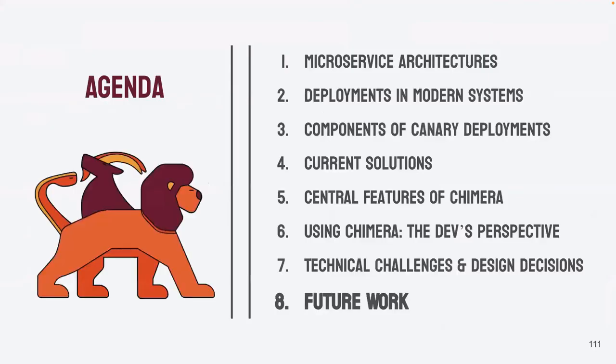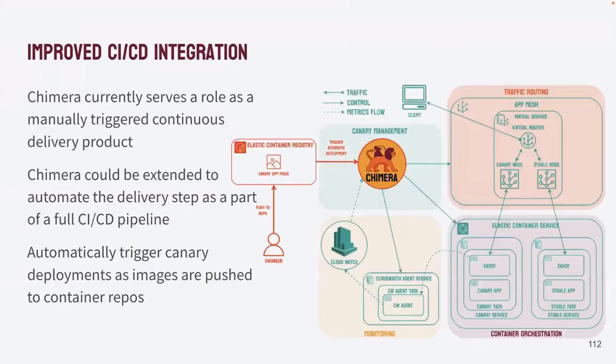So now that we've talked about some of the design decisions, we're pretty happy with how Chimera has turned out, but there are some features that we would like to add in the future. For example, in its current state, Chimera can be used as a part of a typical CI/CD pipeline. But when the build phase is complete, Chimera has to be manually run to actually deploy the result of that build phase. So we would like to extend Chimera so that the user can actually set up automated Canary deployments that occur in response to some event. For example, pushing a Docker image to some kind of image repo.